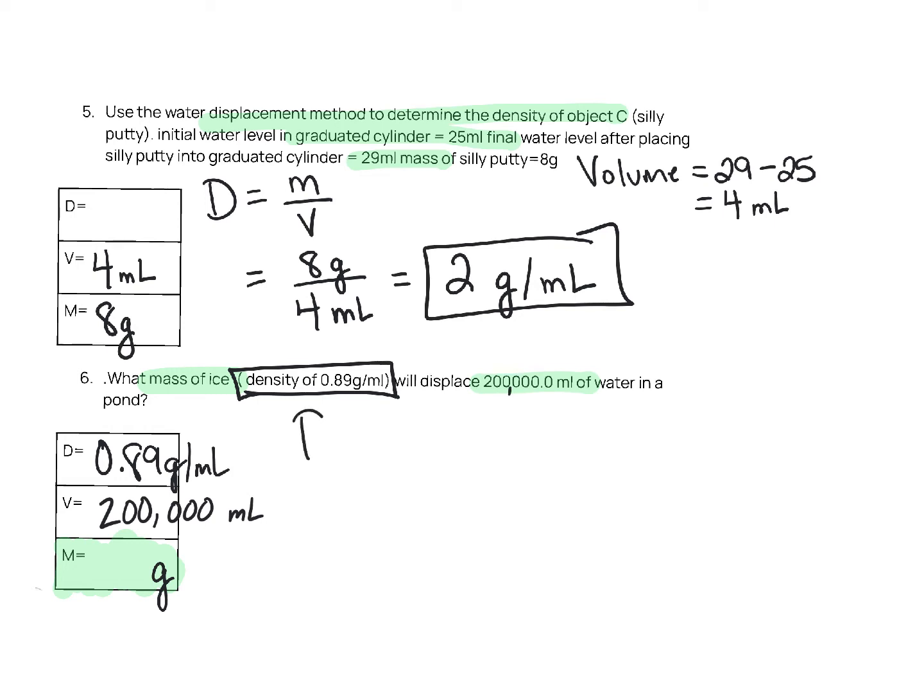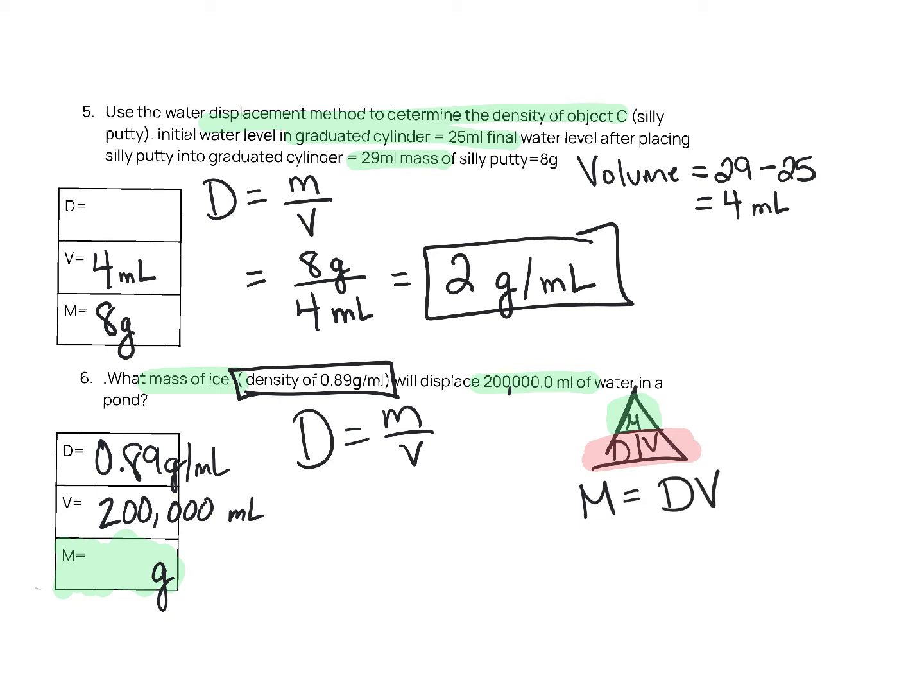So density is equal to mass over volume, but we don't want to find density. So I'm going to use my triangle. Density is equal to mass over volume. And so if I want to find my mass, then that means I'm going to do density times volume. So mass is equal to density times volume.